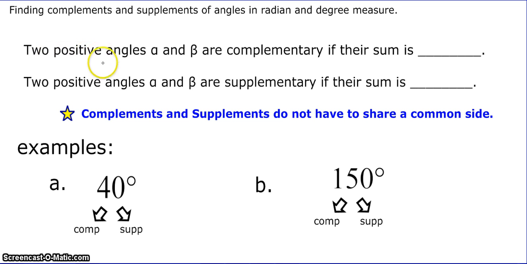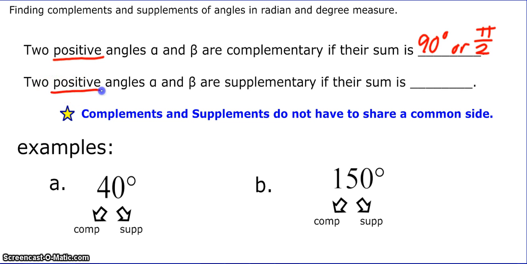So two positive angles, alpha and beta, are complementary if their sum is 90 degrees, or pi halves if we're dealing in radians. Another key thing to point out is that they have to be positive angles. That'll come into play down here when we actually find some of these.